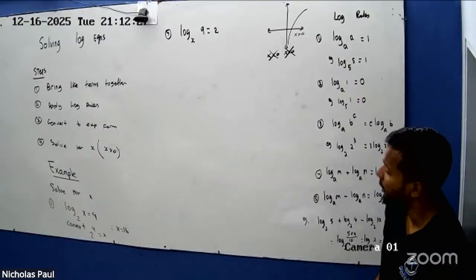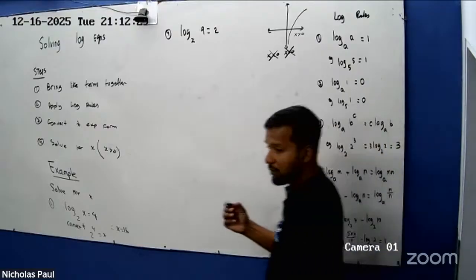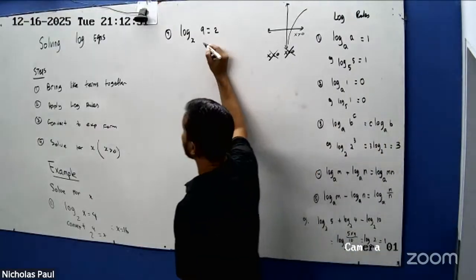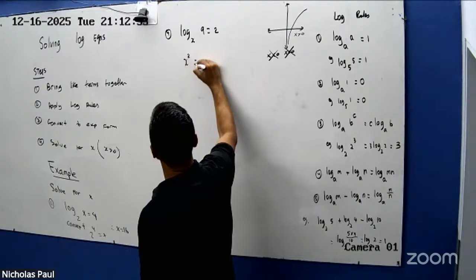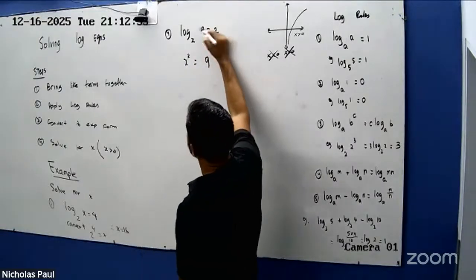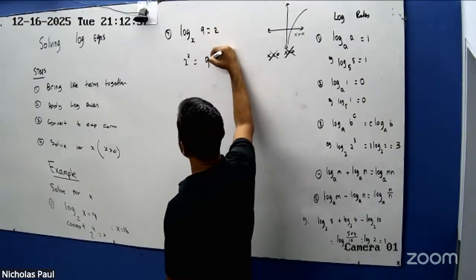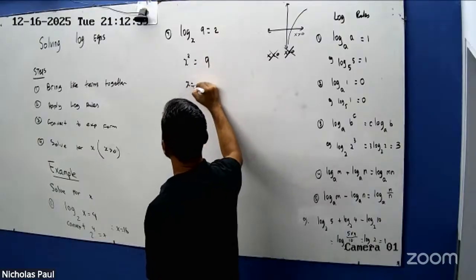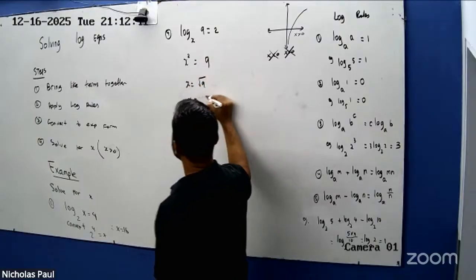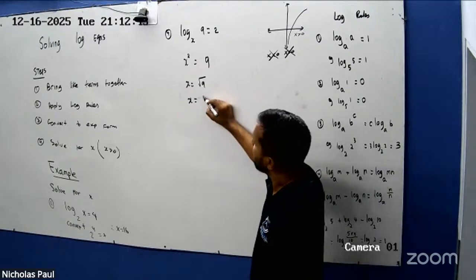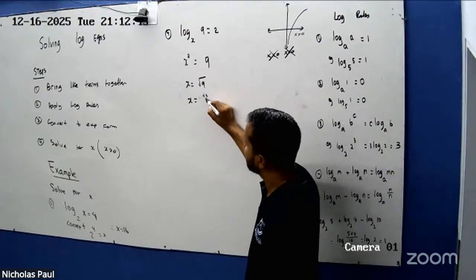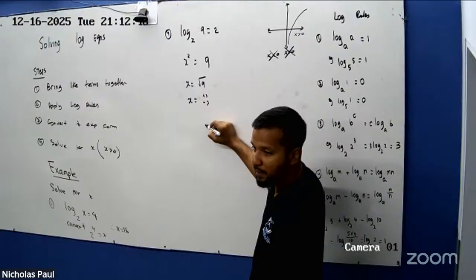Right, what did you all get? 3, nice. So we're going to convert, and you'll get x squared is equal to 9. Bring up the x, carry across the 2, equal to 9. x squared is 9, so x is the square root of 9. Remember we could get plus 3 and minus 3.